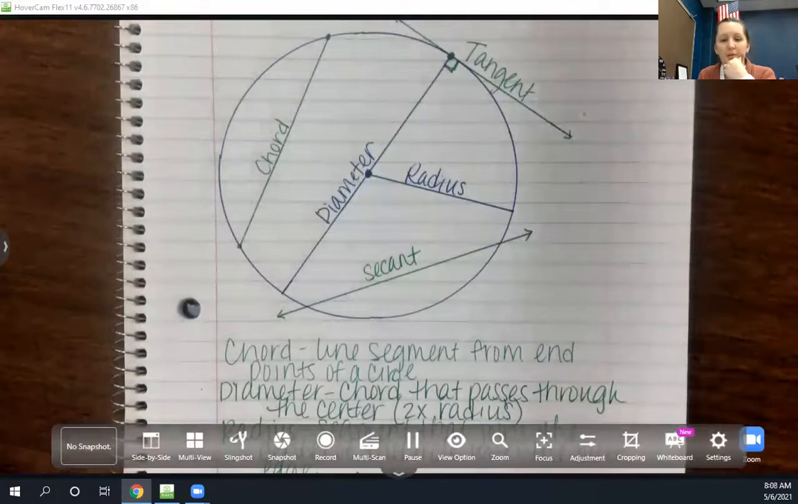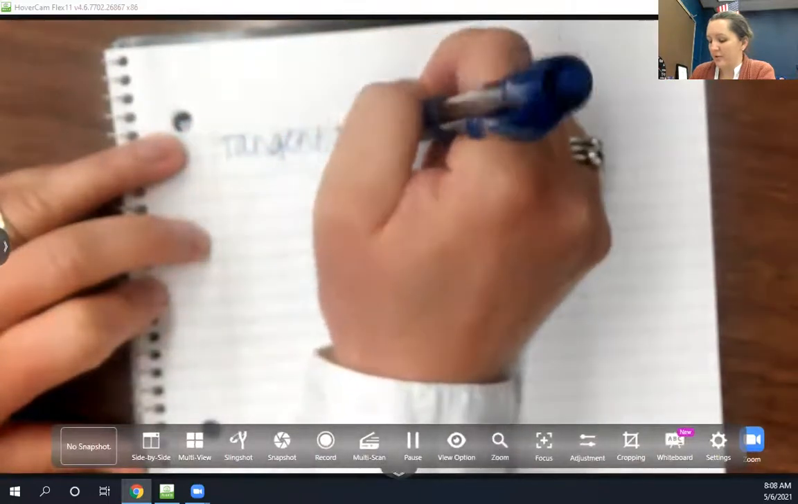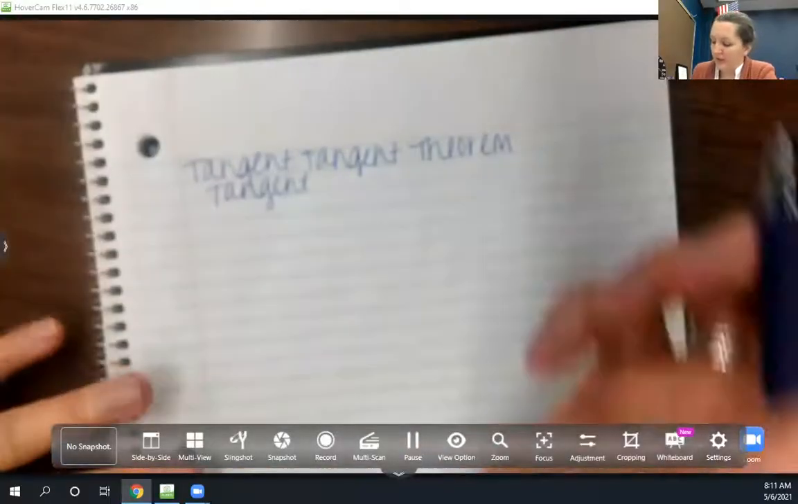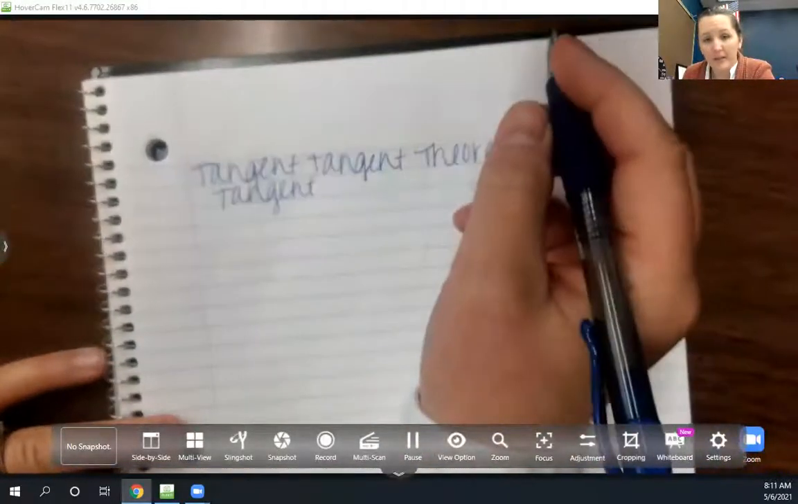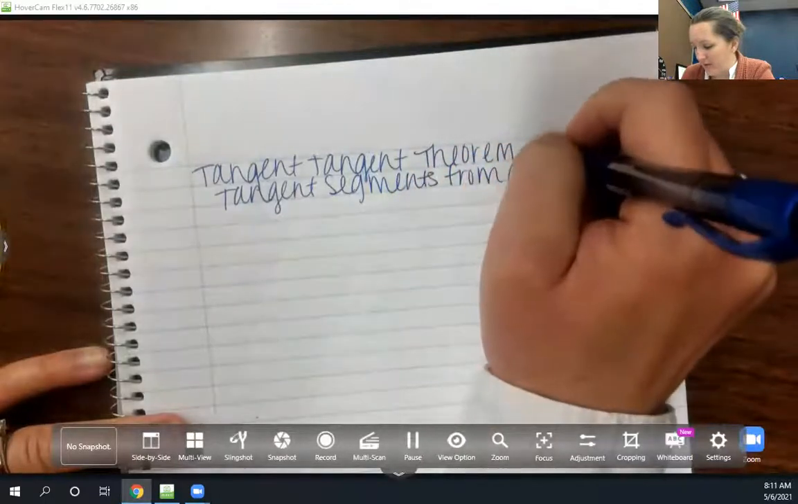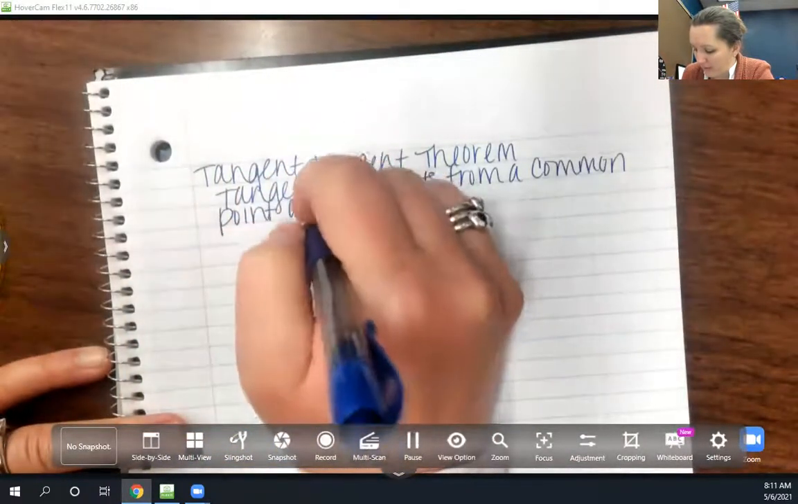But here I want to talk about some practice. A couple of things that I want to talk about that's going to be in your practice for today, or really for tomorrow, is our tangent theorem. This tangent theorem states the tangent segments from a common external point are congruent.